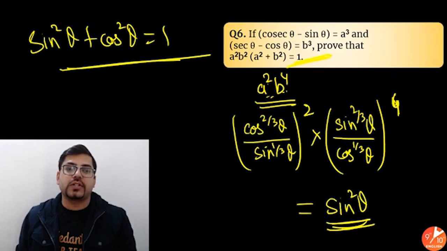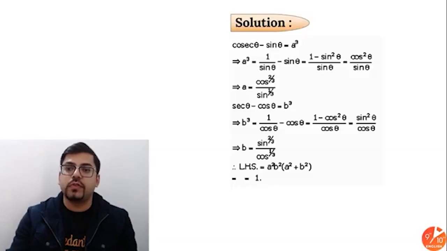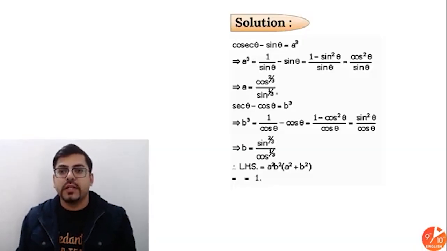This one, RHS, and hence we can say that we proved it. Let me show you. See here that they have also got the same thing. A equals cos 2 by 3 sine 1 by 3. Similarly, B equals sine 2 by 3 and cos 1 by 3.